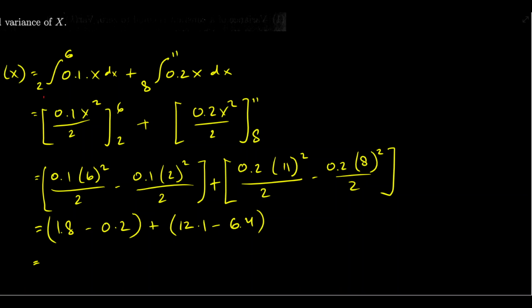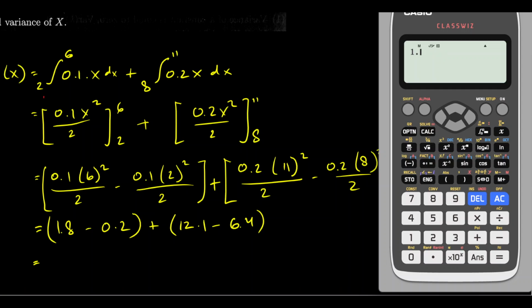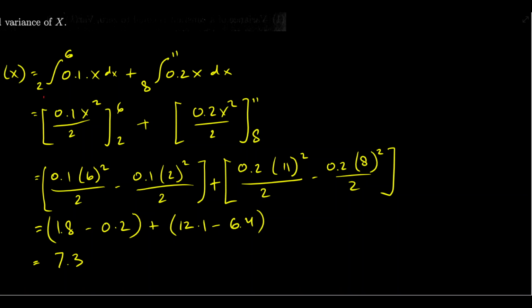So in this case the whole thing will be 1.8 minus 0.2 plus 12.1 minus 6.4, which is 7.3 as the mean of x. Okay, this is the mean of x.